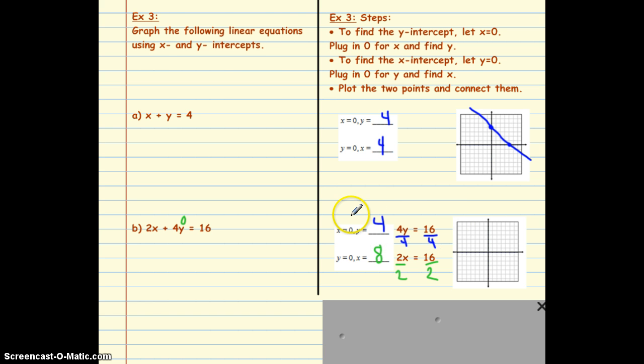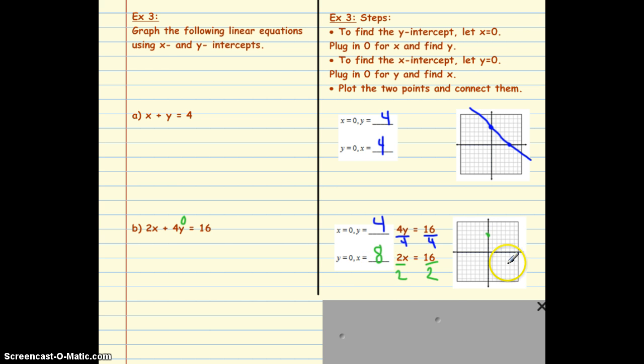Okay, so to find the y-intercept, just plug in 0 for x, solve the equation for y. To find the x-intercept, plug in 0 for y, solve the equation and figure out what x equals. Alright, now we can go ahead and plot the points. Our y-intercept is at 4. 1, 2, 3, 4. Ironically the same as the problem above.